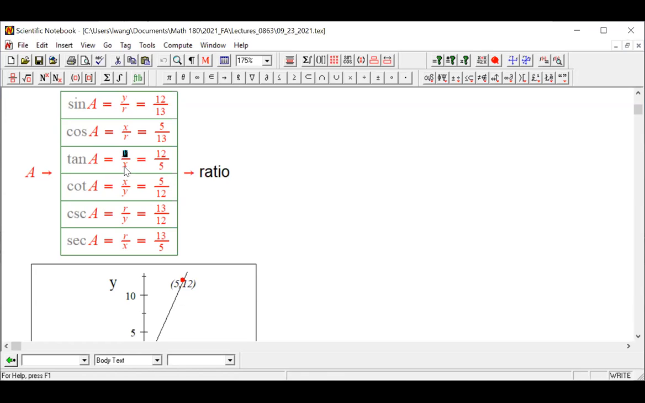Y is positive, x is positive. So positive divided by positive is what? Positive. X is positive, y is positive. Positive divided by positive is positive. The same thing for cosecant and secant, right? For secant, r is always positive. So when y is positive, cosecant is positive. R is always positive. Therefore, when x is positive, the ratio is positive. Are you guys following me?